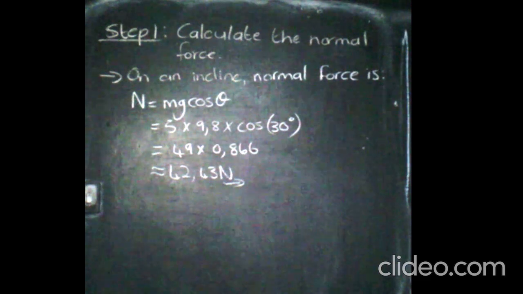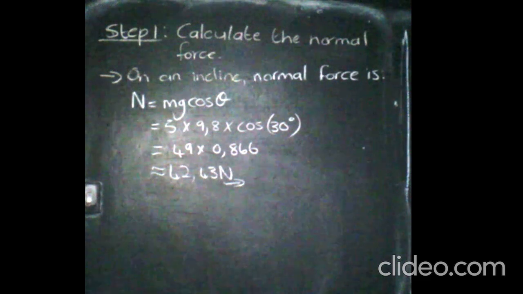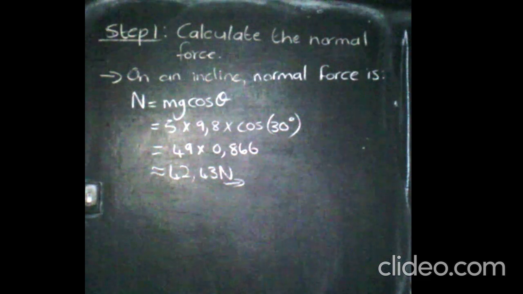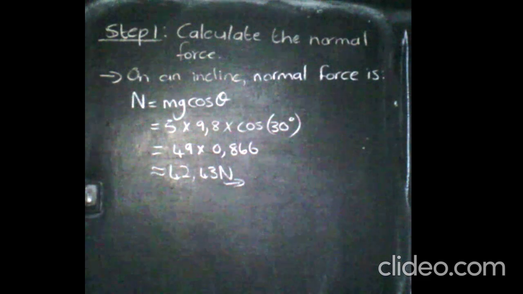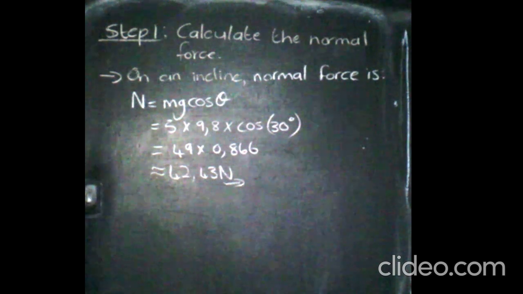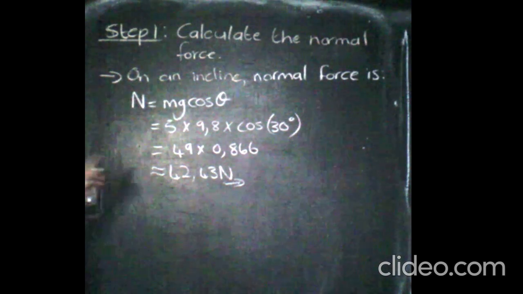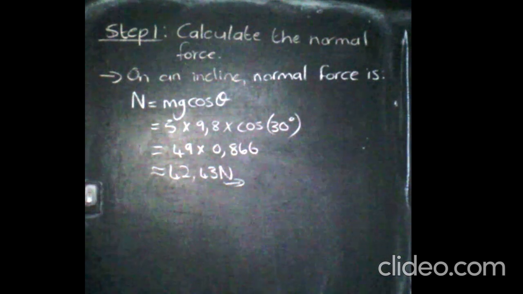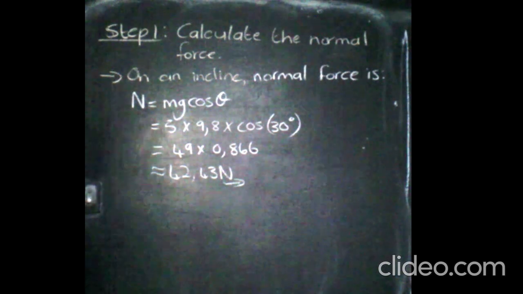So having a look at step 1, which is the calculation of normal force. On an incline, normal force is N equals mg cosine theta. Then we start substituting the given values. The mass was 5, the gravitational acceleration is 9.8, multiplied by cos 30 degrees. So 49 times 0.866, after the calculation, we get an approximate value of 42.43 newtons, and that is the normal force.